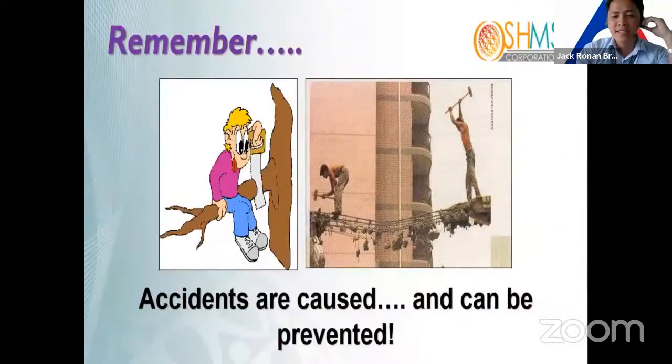So remember, accidents are caused and can be prevented. So again, with the proper planning and control, we can prevent accidents.